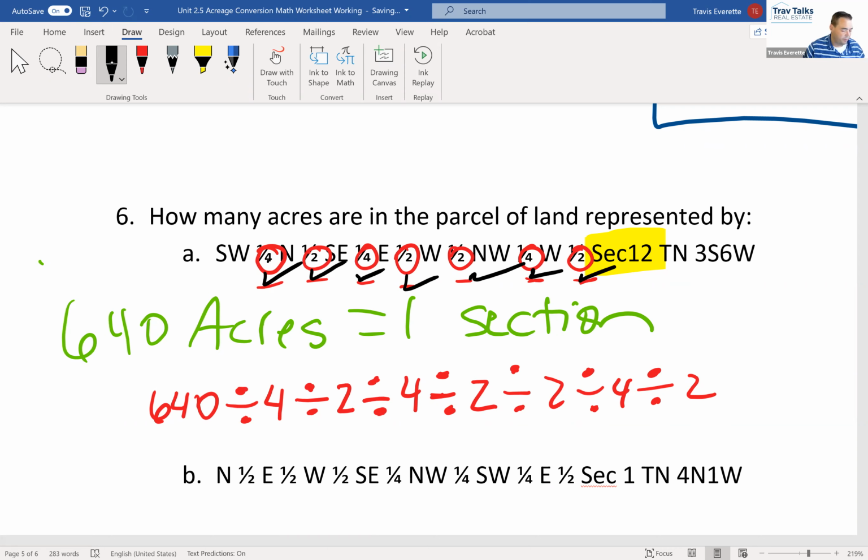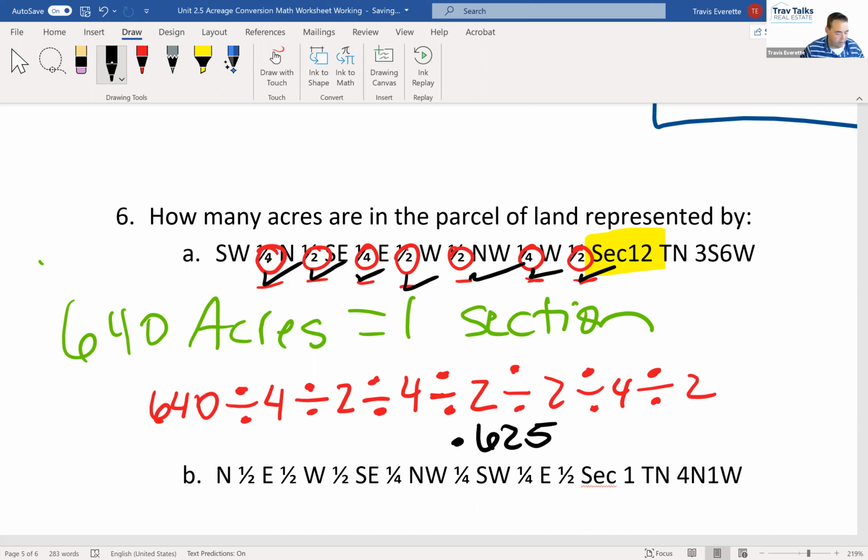640 divided by 4, divided by 2, divided by 4, divided by 2, divided by 2, divided by 4, divided by 2. Now, I got 0.625 acres. I'm going to write that down real quick, but I'm going to also check myself here. Always, whenever you're typing that many numbers in a calculator, do it again.